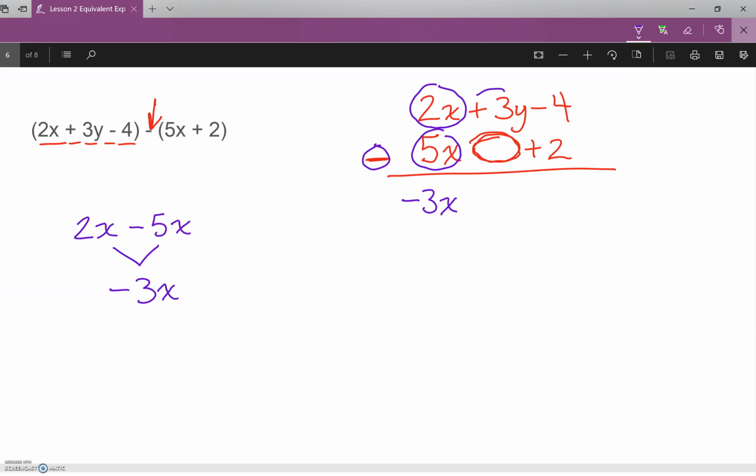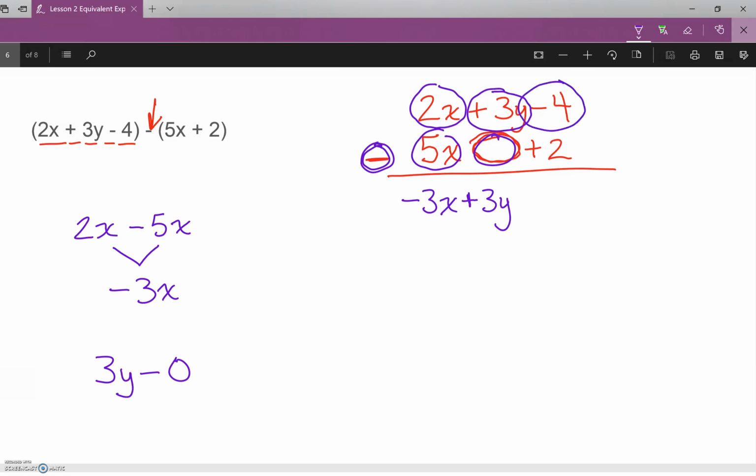Next terms, we got 3y minus nothing. 3y minus nothing. It would just stay 3y. It's a positive, so we're going to put a plus sign here. You got to have signs to separate your terms. So it's a positive 3y.